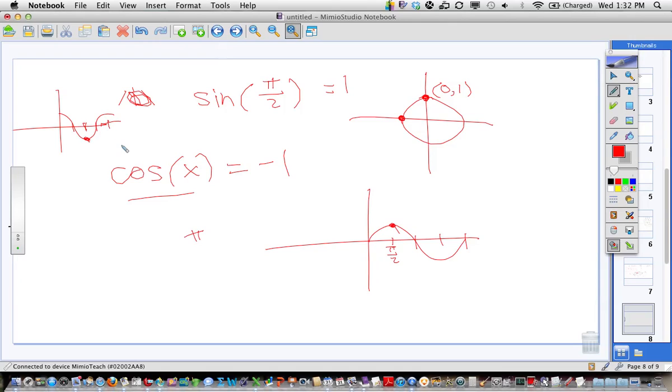So you can either do, so these 1, -1, 0, these pi halves, pi, 3 pi halves, the ones that are right on the quadrant, you can do with the unit circle or you can do with the little quick sine cosine graph. Okay, one last thing I want to show you that's kind of cool.